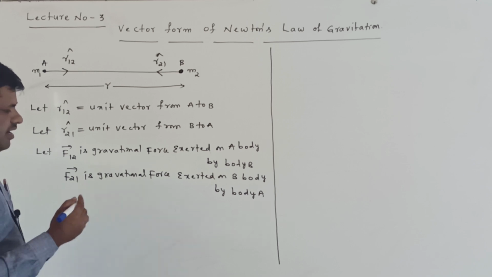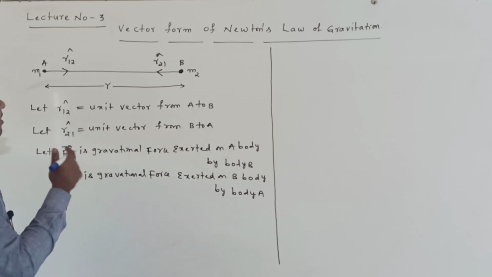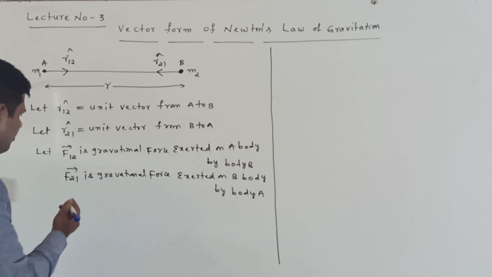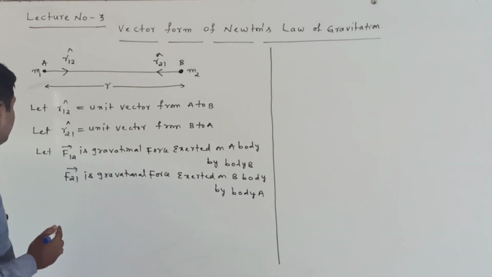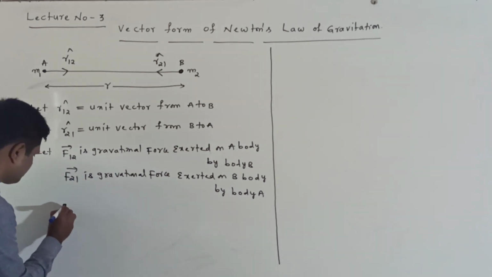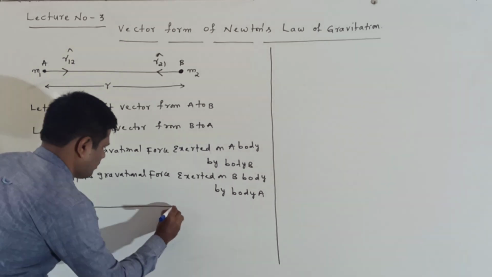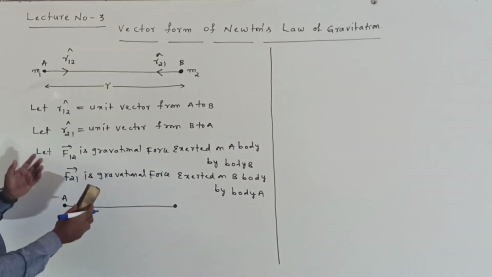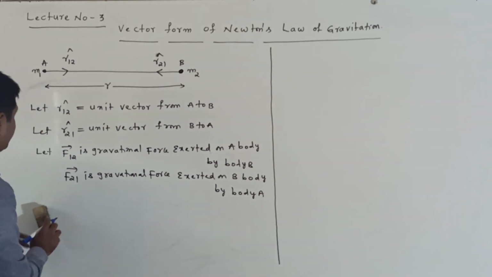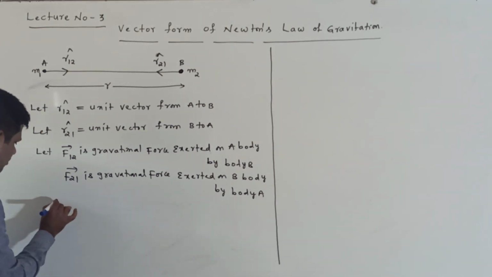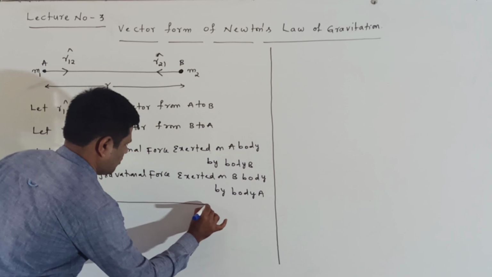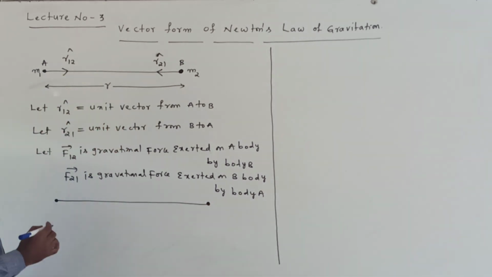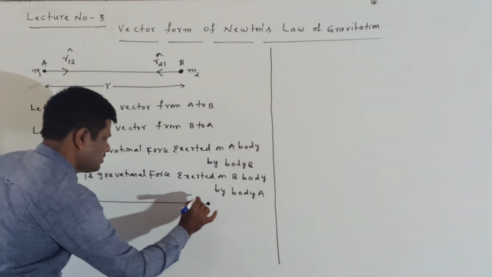Again I am drawing one diagram, because when drawing the diagram we can understand clearly. Now these force directions also we are giving here. First, the diagram again I am drawing here. This is A to B. This is A, and this is B.